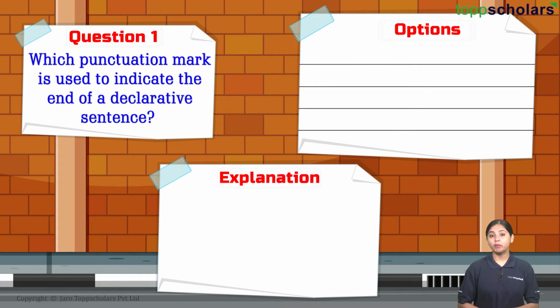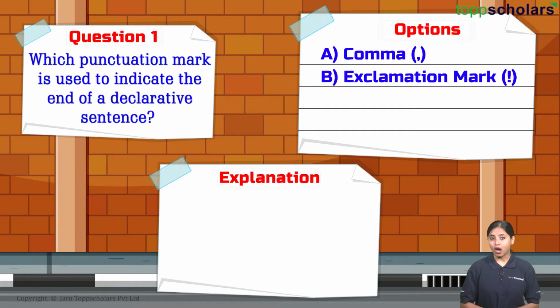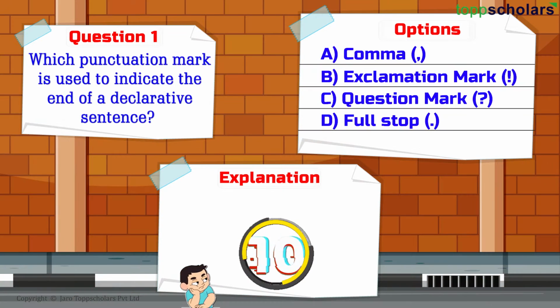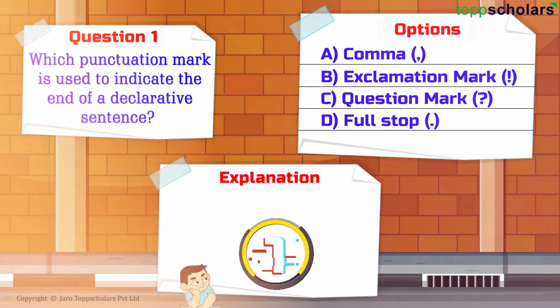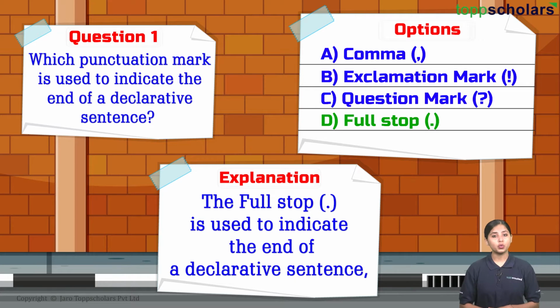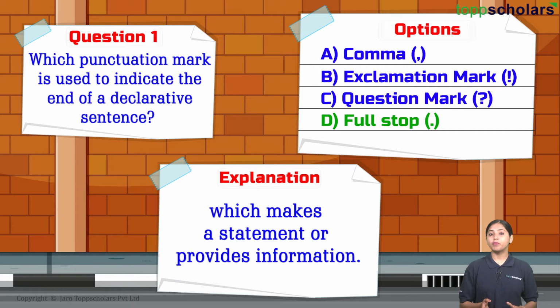Which punctuation mark is used to indicate the end of declarative sentence? Option A, comma, B, exclamation mark, C, question mark, D, full stop. Answer, full stop. The full stop is used to indicate the end of a declarative sentence, which makes a statement or provides information.